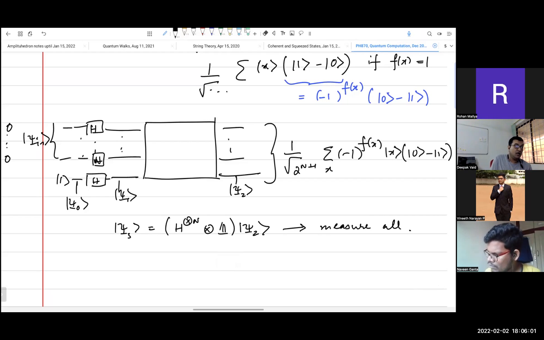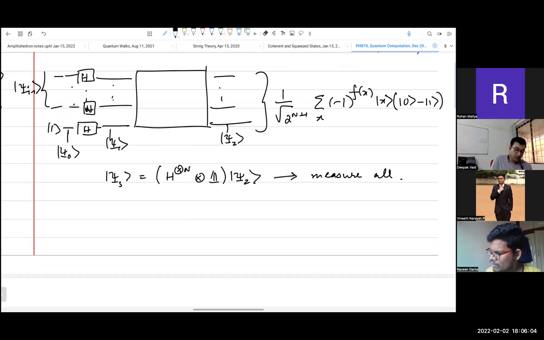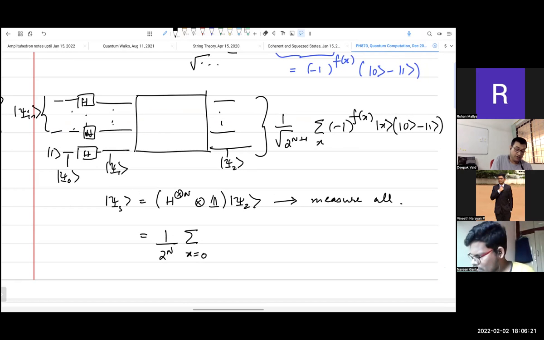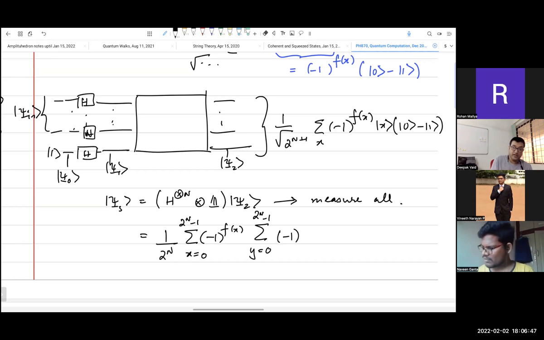Now I'm going to write down something which, again, you will probably be left wondering, well, how did this happen? But let me write it down first. So after applying this Hadamard on this expression now, what are we left with? We are left with minus 1 f of x. We get another summation in this, okay? Where is this summation coming from?